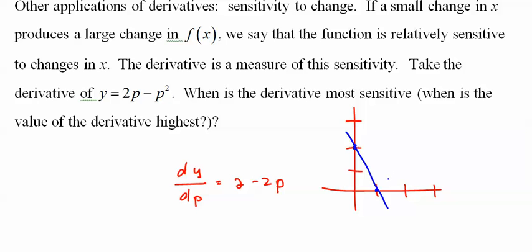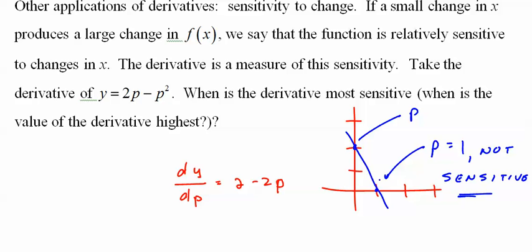And you could say at p equals 1, the derivative is 0. It's not very sensitive. You could say here at p equals 0, it's up at 2. It's more sensitive. Notice we're no longer looking at slope. We're graphing the derivative. So don't get hung up on that at all.